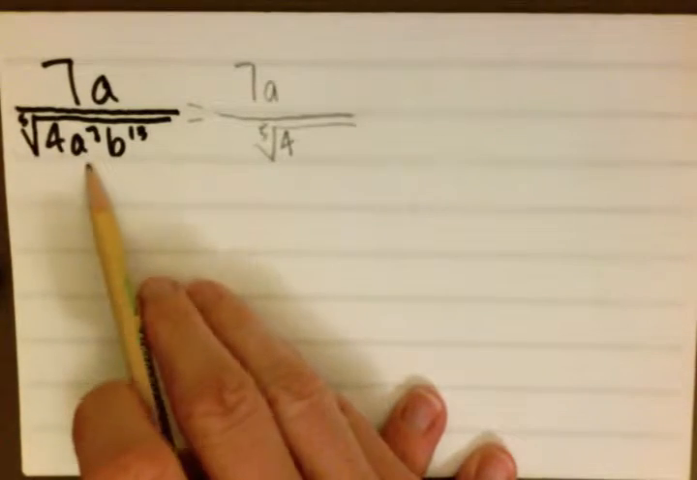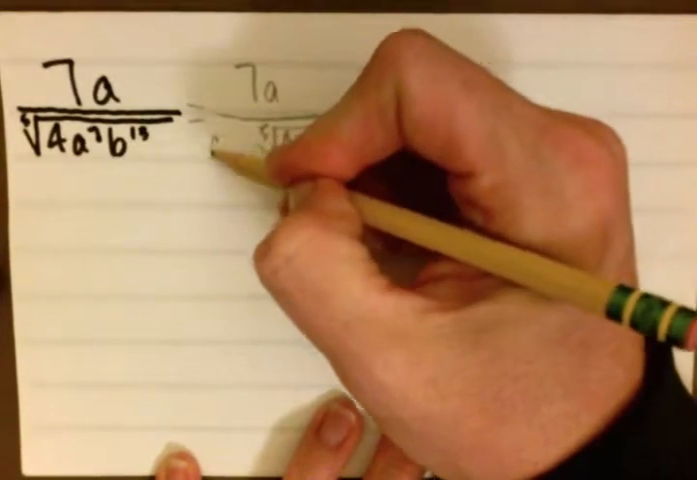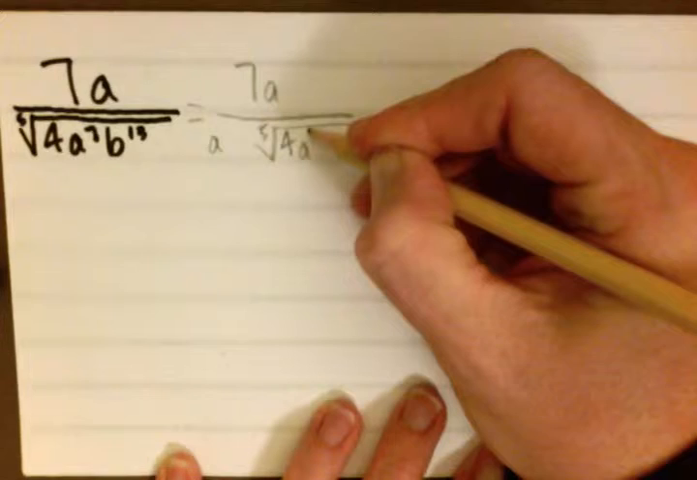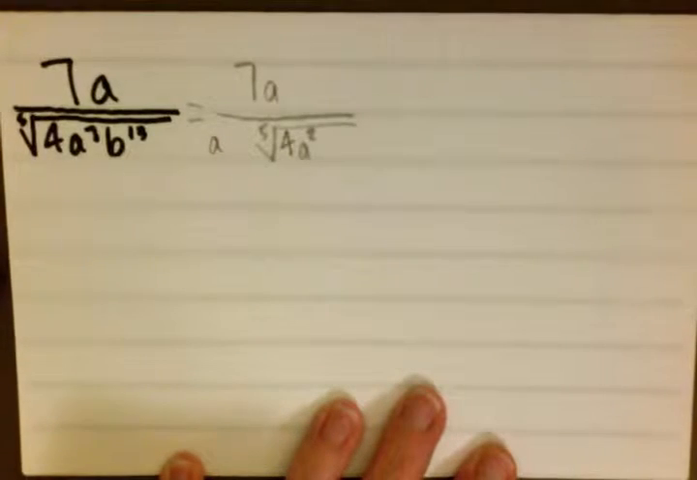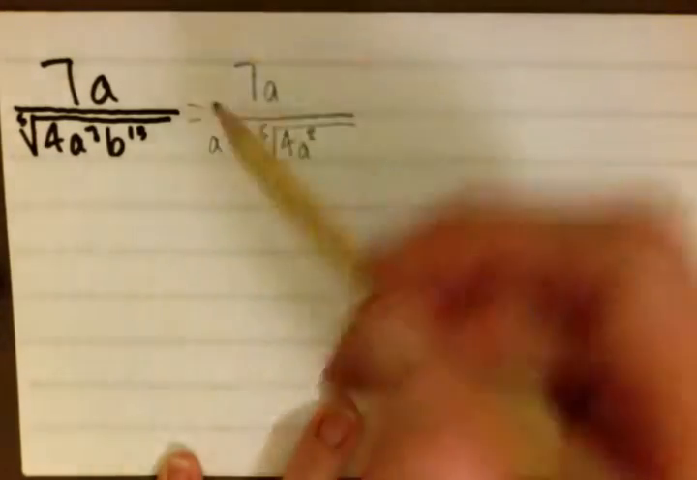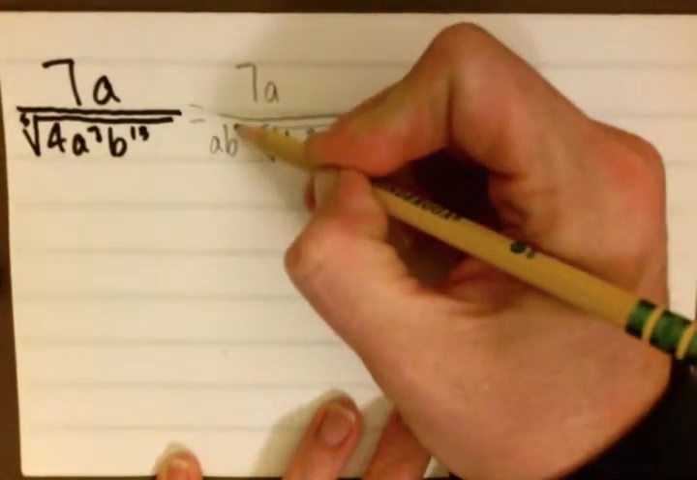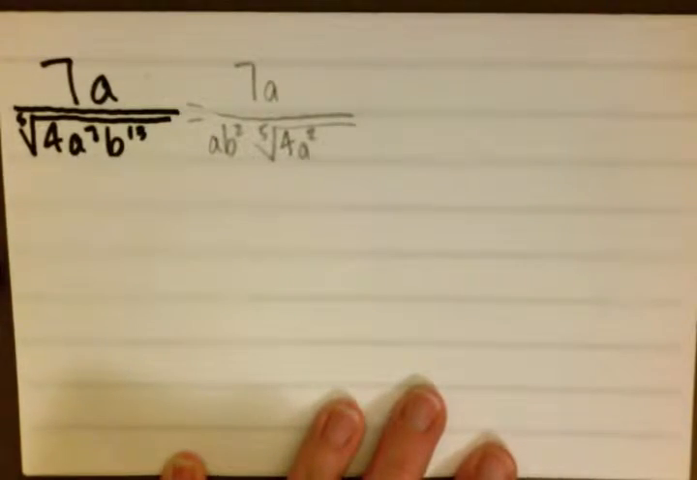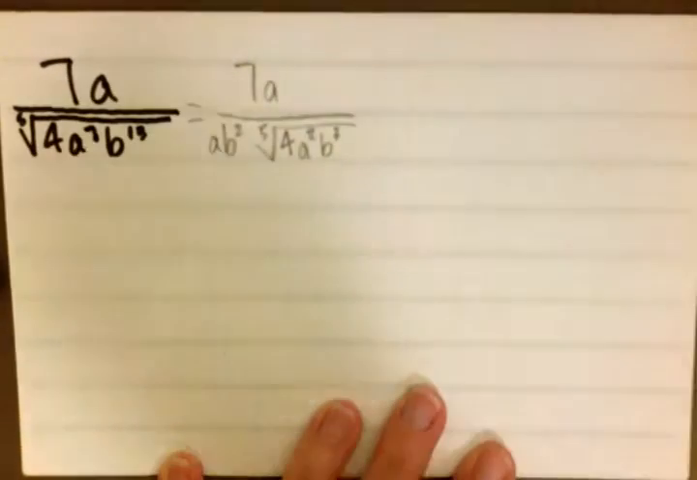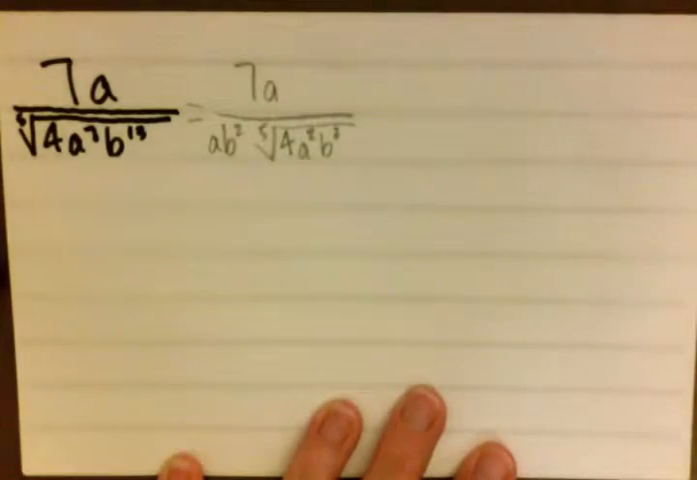The fifth root of a to the 7th is a outside of the radical, and we have an a squared remaining underneath the radical. The fifth root of b to the 13th leaves us with b squared on the outside of the radical and b cubed as a remainder under the radical.